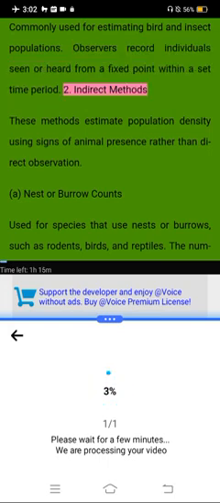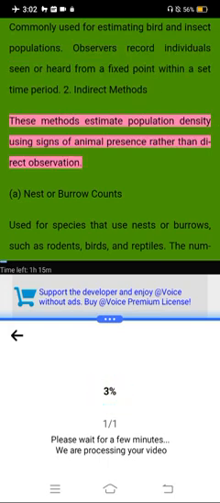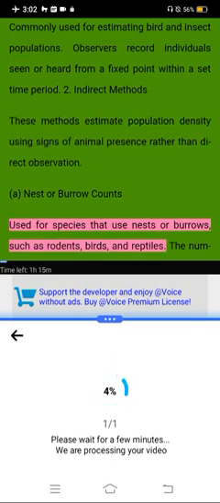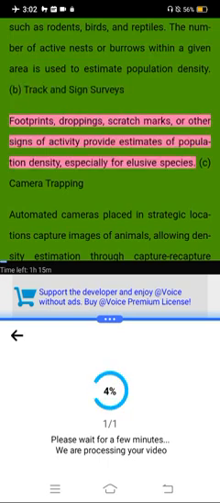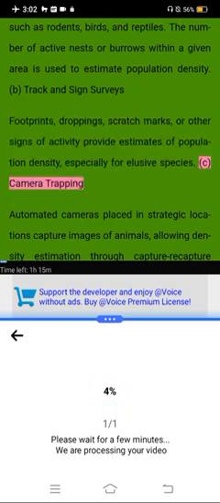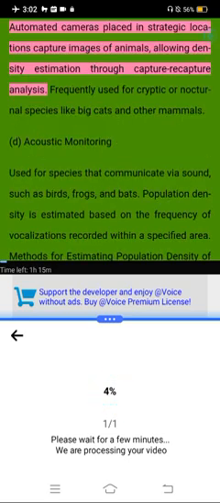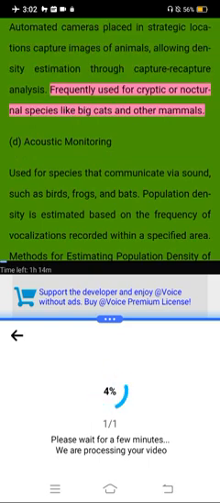2. Indirect methods. These methods estimate population density using signs of animal presence rather than direct observation. A. Nest or burrow counts. Used for species that use nests or burrows, such as rodents, birds, and reptiles. The number of active nests or burrows within a given area is used to estimate population density. B. Track and sign surveys. Footprints, droppings, scratch marks, or other signs of activity provide estimates of population density, especially for elusive species. C. Camera trapping. Automated cameras placed in strategic locations capture images of animals, allowing density estimation through capture-recapture analysis. Frequently used for cryptic or nocturnal species like big cats and other mammals.